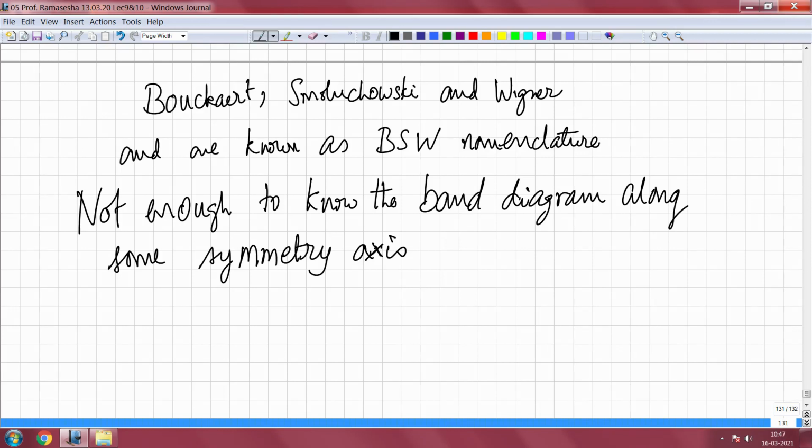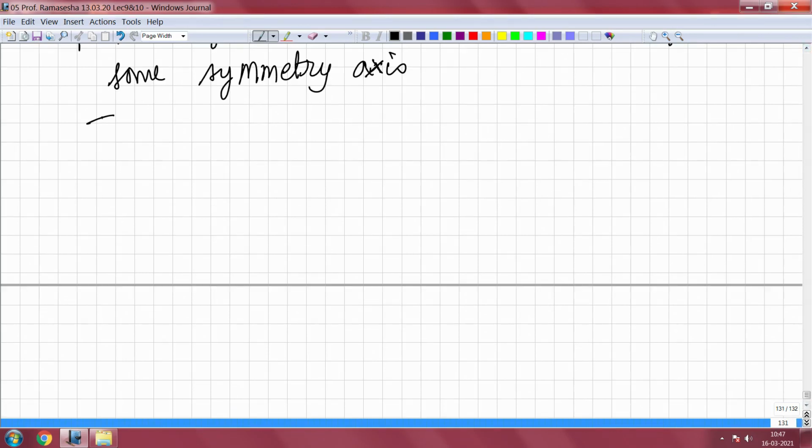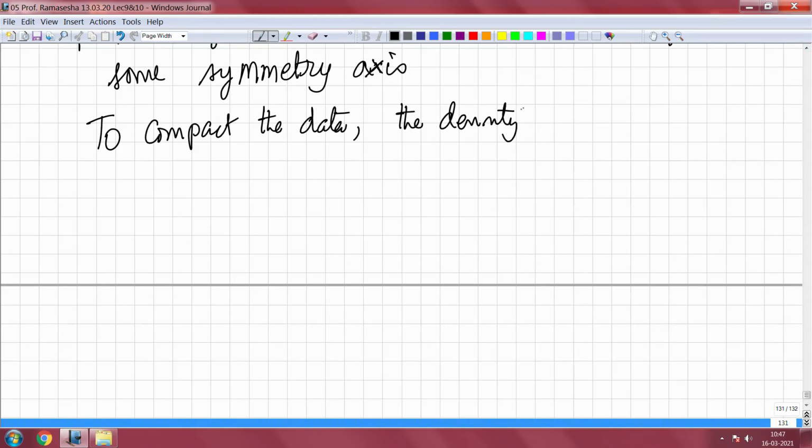The point is, it is just too much data and you do not know how to interpret them or how to represent them. So usually what people do is the following, that is, they construct, to compact the data, the density of states histograms.